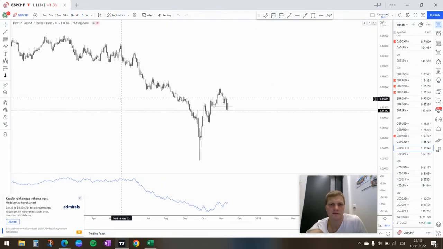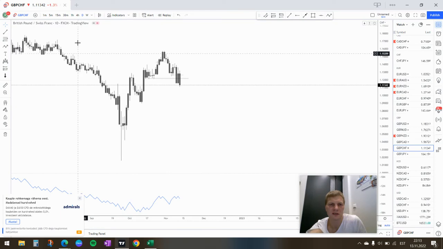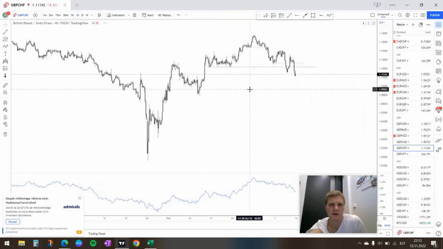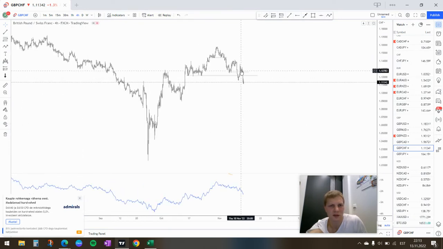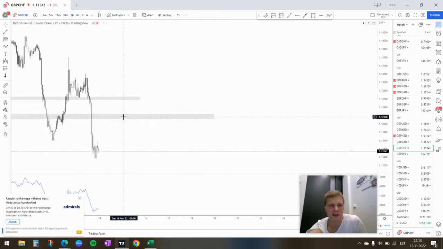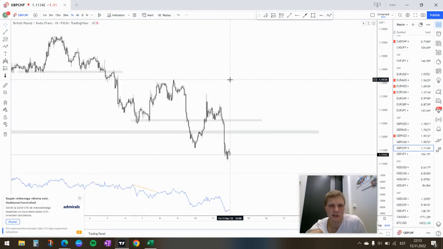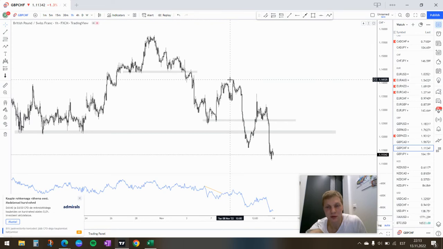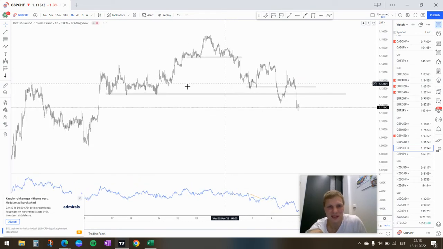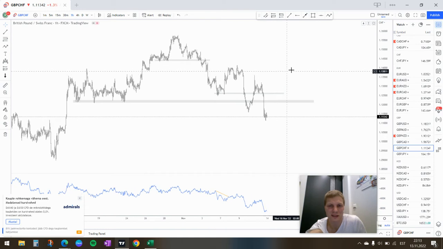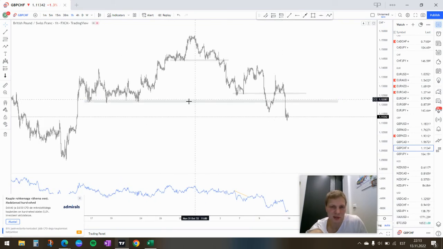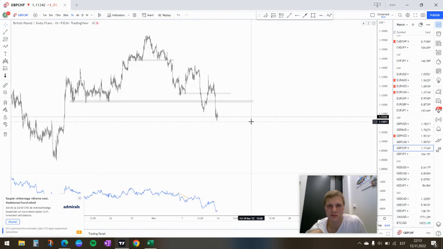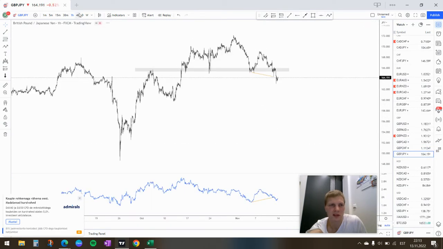GBP CHF. Don't see any clear levels. Kind of a head and shoulders to me, looks like, again, right? And I thought about taking a sell from here, but I didn't, and it's too late now. But I think it's gonna go down because of the head and shoulders pattern. But I don't have any clear break retest maybe. I don't see the price action that I'm looking for, so I'm not gonna do anything about it.